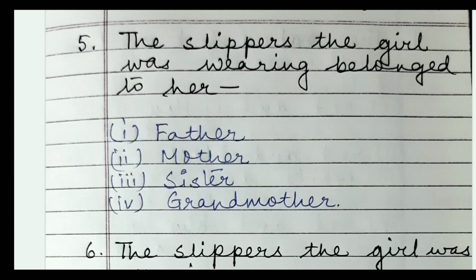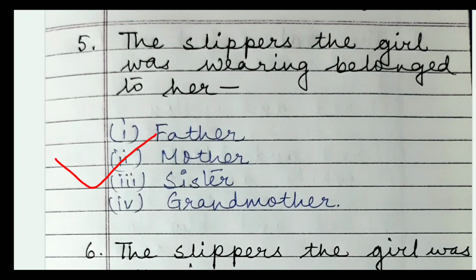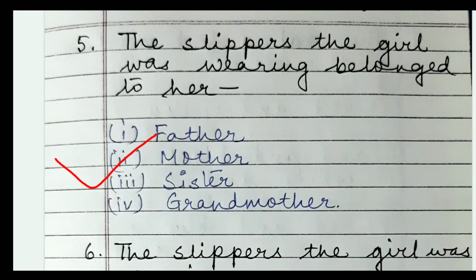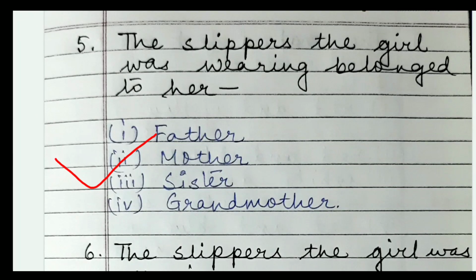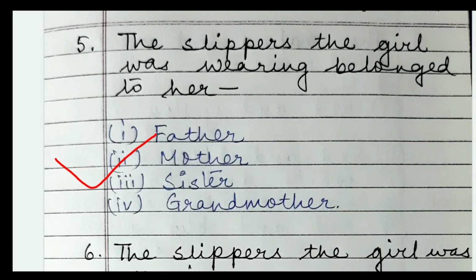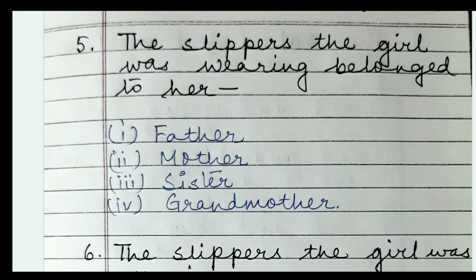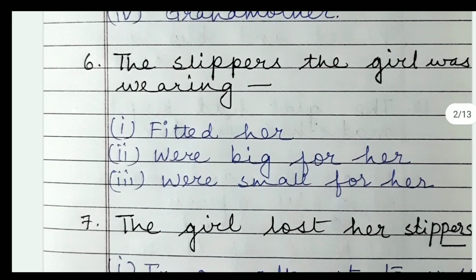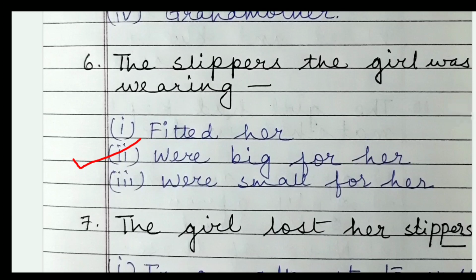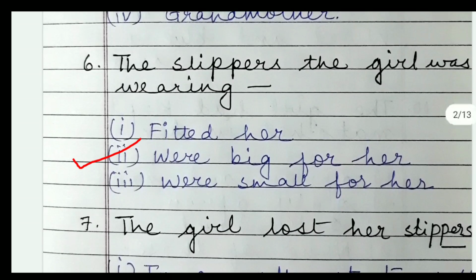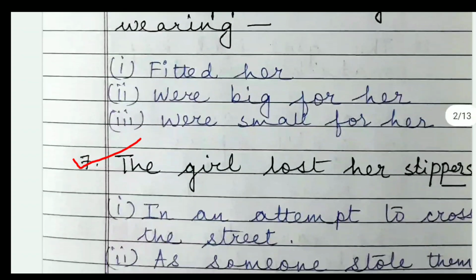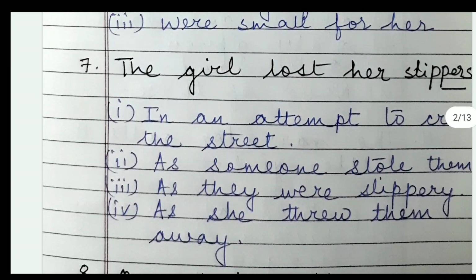Next, question number 5. The slippers the girl was wearing belonged to her father, mother, sister, or grandmother. The slippers belonged to her mother. Option 2 is the right answer. The next question, number 6. The slippers the girl was wearing: fitted her, were big for her, or were small for her. The right answer is option 2, were big for her. Obviously, because they were her mother's slippers.